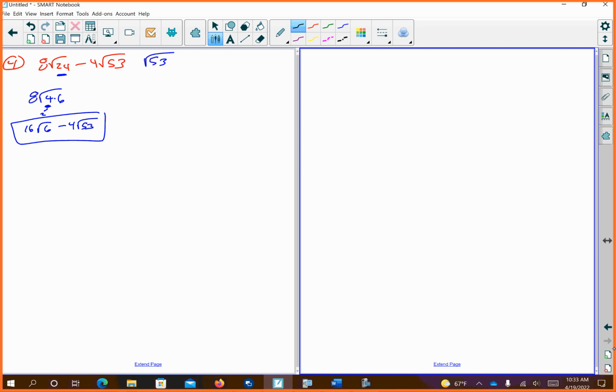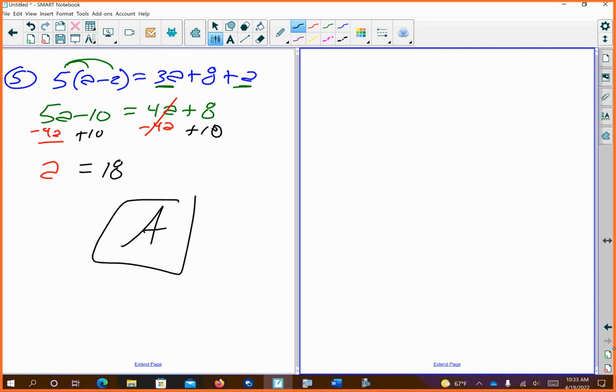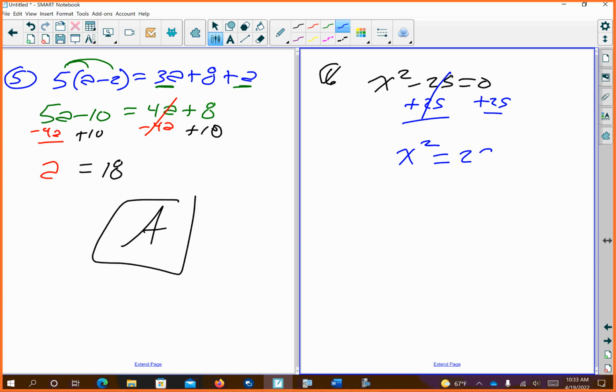All right, let's move that. Now move over. Number 6, we have x squared minus 25 equals 0. So we could do this the shorter way. I don't have an x term. I have an x squared, but I don't have an x. So I'm going to add 25 to both sides. Those cancel. So I get x squared equals 25. Root. Don't forget the plus or minus. What's the square root of 25? 5. So my answer to that is x equals 5, then x equals negative 5. So it's answer B.